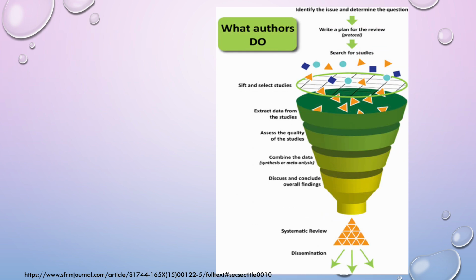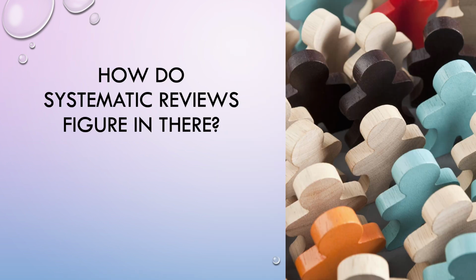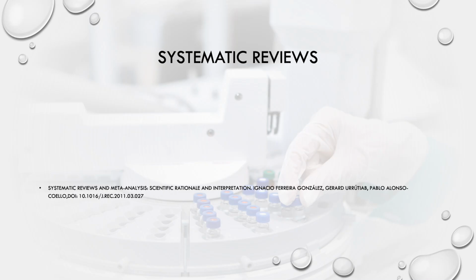So what authors do is to get all the available literature and funnel them out, extract the data from the studies, assess the quality of the studies, and combine the data. They discuss and make a conclusion based on the combined data and write the systematic review for dissemination. So how do systematic reviews figure in there?